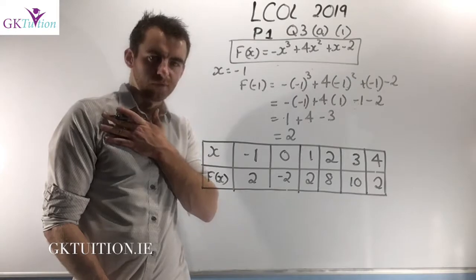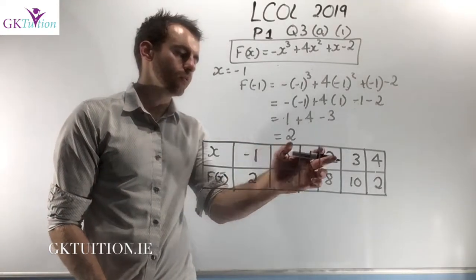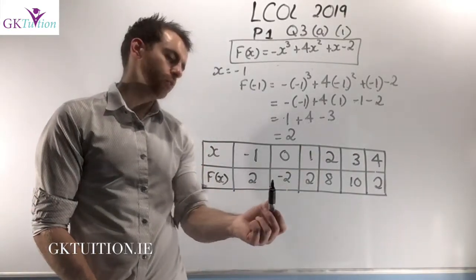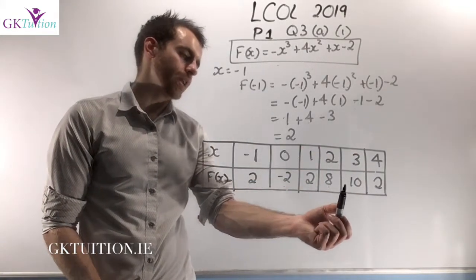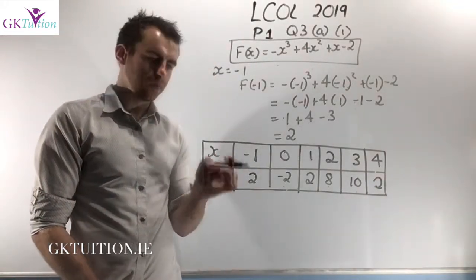So obviously you just follow the exact same process. You do that for 0, you do it for 1, you do it for 2, for 3, and for 4. And the answers you should have gotten are 2, minus 2, 2, 8, 10, and 2. So these are the coordinates we'll use to plot our points.